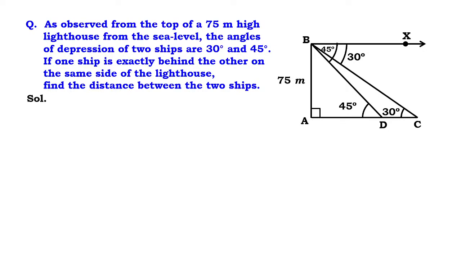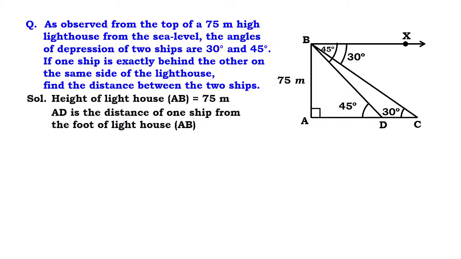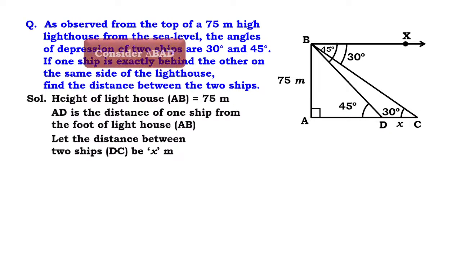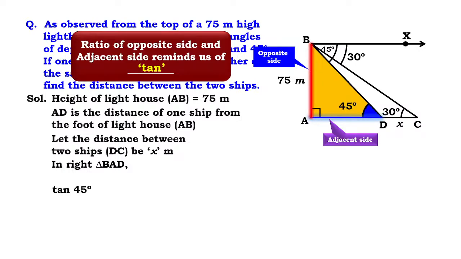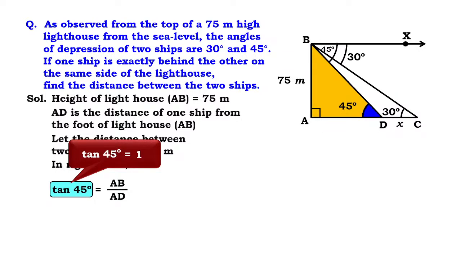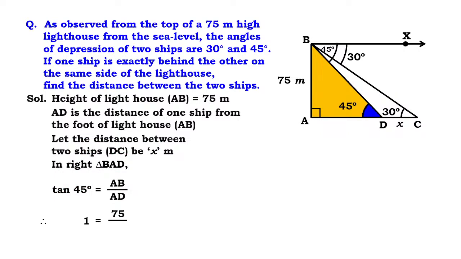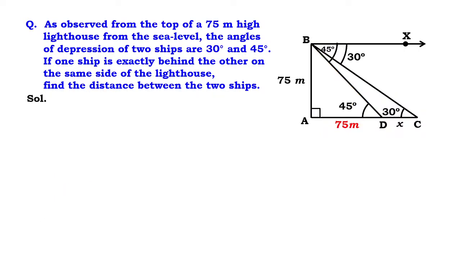So first you have to find AD. Yes, first if you get the AD value, it will be easy. AB is 75. AD you have to find. So first which triangle you are going to take? ABD. So opposite and adjacent, that is tan. So tan 45 is equal to AB by AD. Okay, so AD how much you get? 75. AD you get 75. Then you have to find DC.